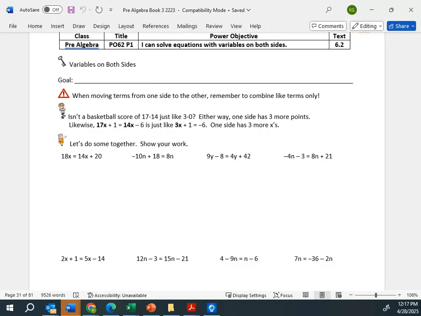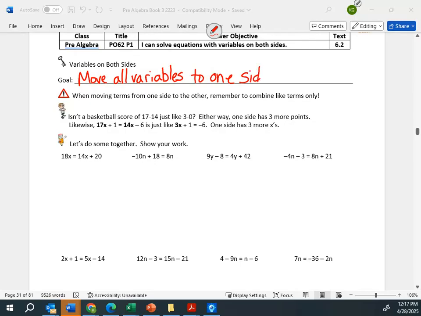Our goal, turn to the right page. Our goal is to move all variables to one side using opposite operations.